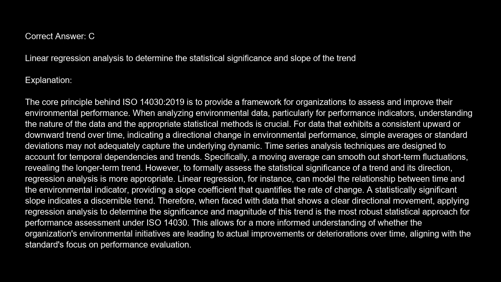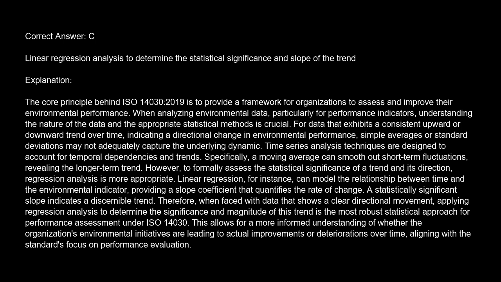Time series analysis techniques are designed to account for temporal dependencies and trends. Specifically, a moving average can smooth out short-term fluctuations, revealing the longer-term trend. However, to formally assess the statistical significance of a trend and its direction, regression analysis is more appropriate. Linear regression, for instance, can model the relationship between time and the environmental indicator, providing a slope coefficient that quantifies the rate of change. A statistically significant slope indicates a discernible trend.